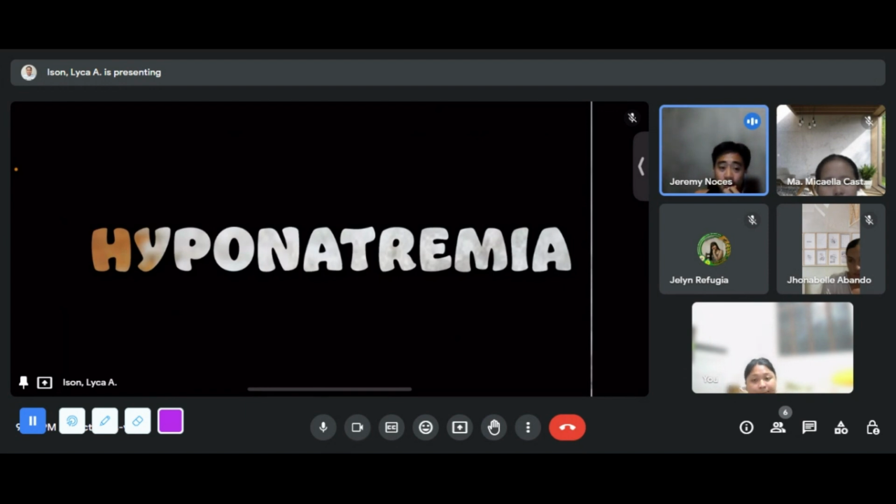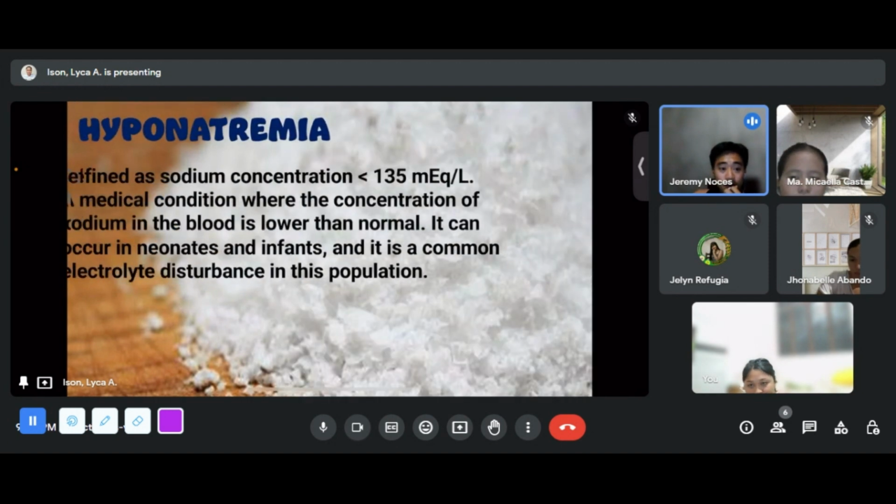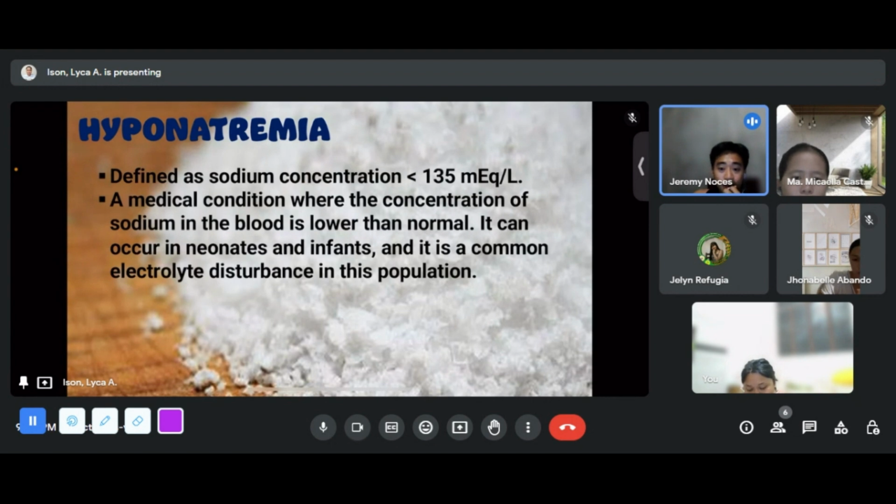So from the word itself, hypo means mababa. So hyponatremia is defined as sodium concentration lower than 135 milliequivalent per liter. It is a medical condition where the concentration of sodium in the blood is lower than normal. So dito sa hypo naman, yung concentration of sodium in the blood is lower compared sa hypernatremia na mataas. So, in simple words, mababa ang sodium concentration sa dugo.